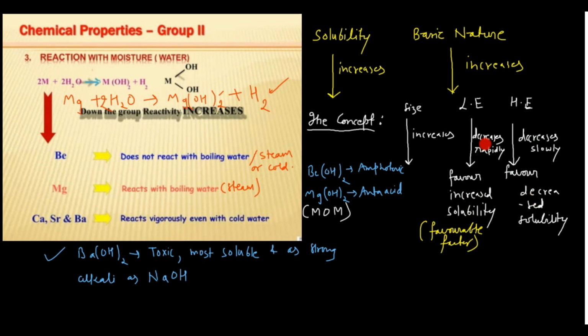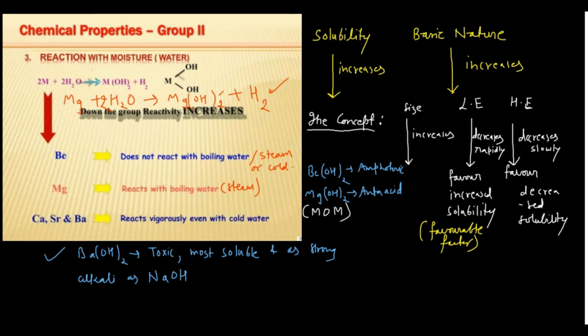So in that case, you can see here when we move down the group, the solubility increases. So why does the solubility increase? Because your lattice energy decreases much more rapidly than that of the hydration energy. And your beryllium hydroxide, I already told you, is amphoteric in nature. That's why beryllium is not included in the true alkaline earth metals.